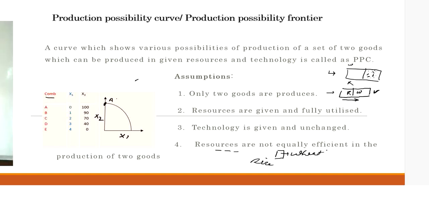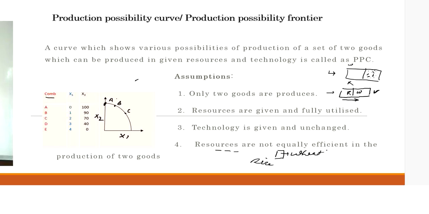If you move downward, what will happen? Suppose we want to increase the production of X1 by 1 extra unit every time. Combination B indicates that we increased the production of X1 by 1 unit, and the production of X2 falls to 90. That is your combination B. Production of X1 has been increased, but the production of X2 falls. On combination C, we increase another unit of X1. Again the production of X2 will fall. That is your combination C.